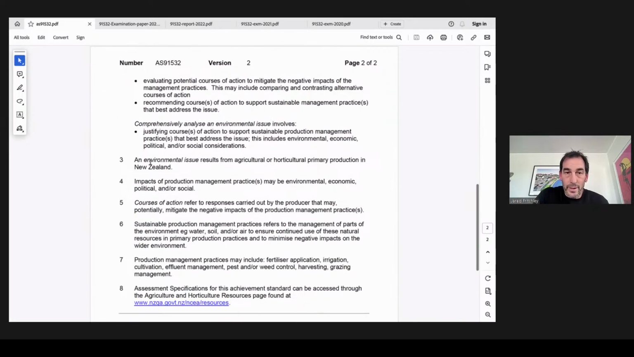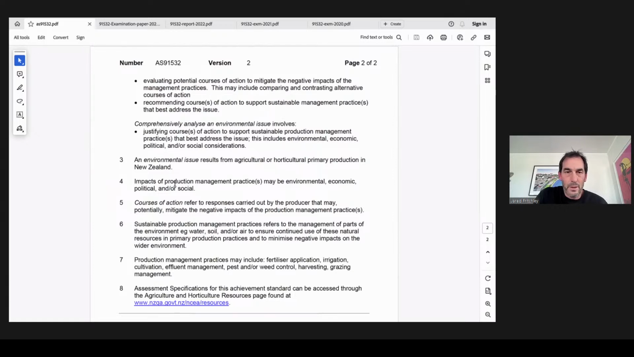I'll just keep going through here in case you haven't had a look at this before. An environmental issue results from agricultural or horticultural primary production in New Zealand. Again, hopefully this year you've already covered with your teacher that you've learned about sheep and beef farming. You've learned about an apple production system and their greenhouse gases emitted. So you already know your primary production system and our environmental issue. Hopefully you've picked up by now that in 2023, it's on greenhouse gases. So that changes each year. Looking at past papers is great to give you an idea what it looks like or the schedule. But this year, 2023, we'll be learning about greenhouse gas emissions.